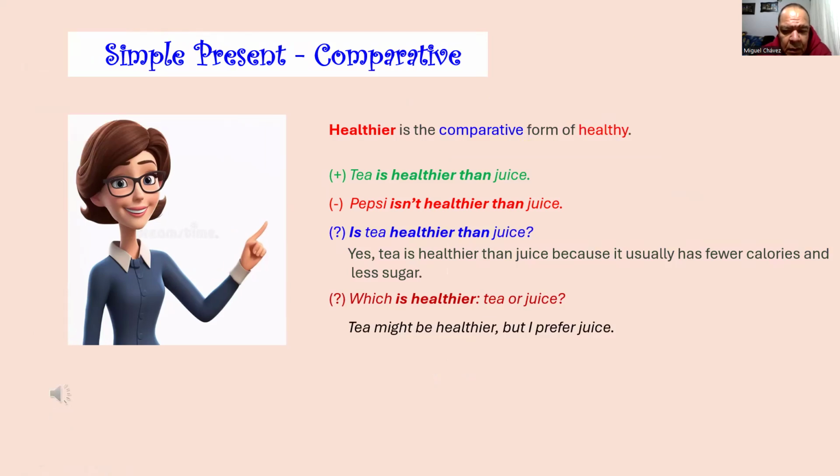Now we have some examples of comparatives in affirmative, negative, and interrogative forms in the simple present tense. Healthier is the comparative form of healthy. For example, tea is healthier than juice. Pepsi isn't healthier than juice. Is tea healthier than juice?